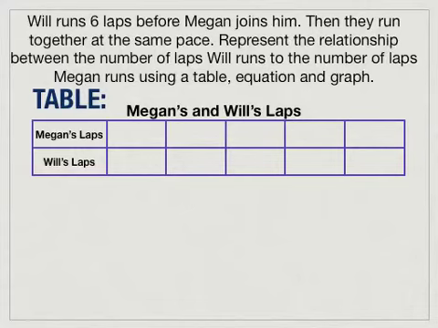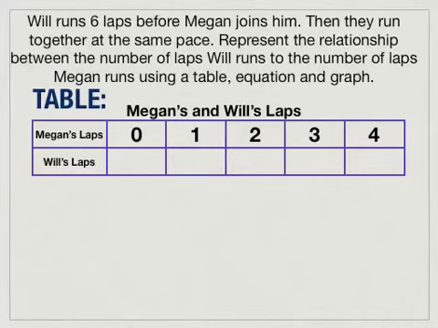So let's start with Megan running 0 laps. When Megan runs 0 laps, that means that she has not started running yet. And remember, it says that Will has run 6 laps before she joins him. So let's start with Megan, and I'm just going to start with 0, and then I'm just going to do 1, 2, 3, and 4. You could choose several different values here. That's just the easiest one, and it makes sense for this problem. They're probably not going to go run 37 laps, so we're going to keep the numbers pretty low here.